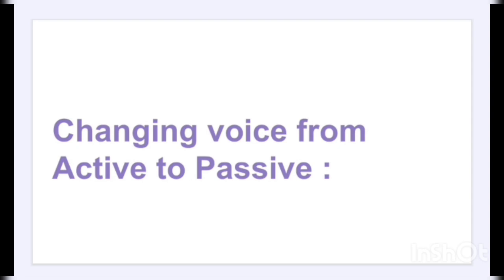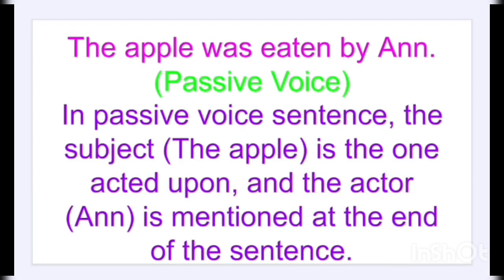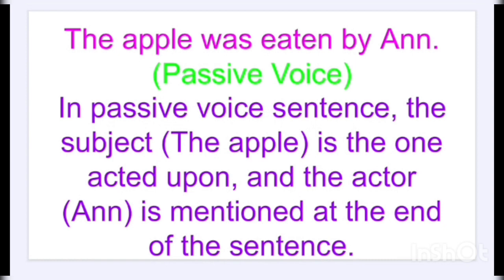Changing voice from active to passive. Here is one example. Anne ate the apple. This is an active voice. In active voice, the subject Anne is doing the action, that is eating. The apple was eaten by Anne. This is passive voice. In a passive voice sentence, the subject, the apple, is the one acted upon, and the actor Anne is mentioned at the end of the sentence.